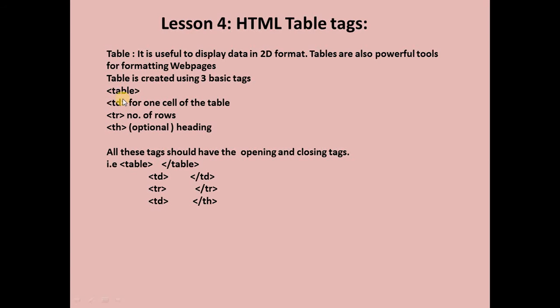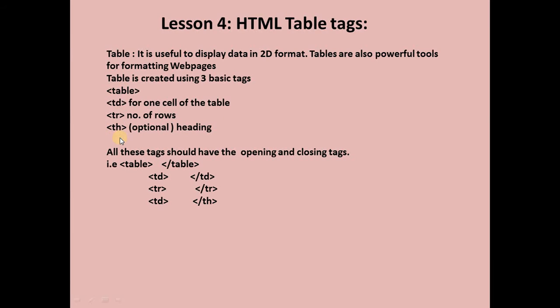The first one is TD, that is the table data tag. It is used for one of the cells of a table, and TR for the number of rows. Next we have TH. This is an optional tag that is used to display the heading of a table.